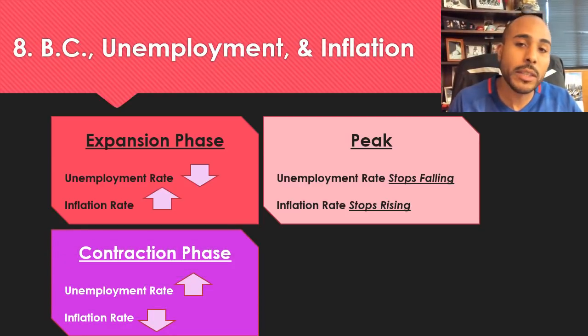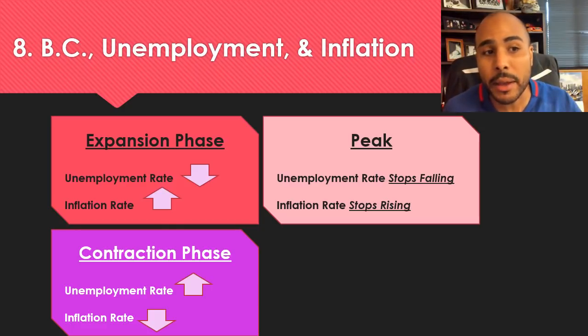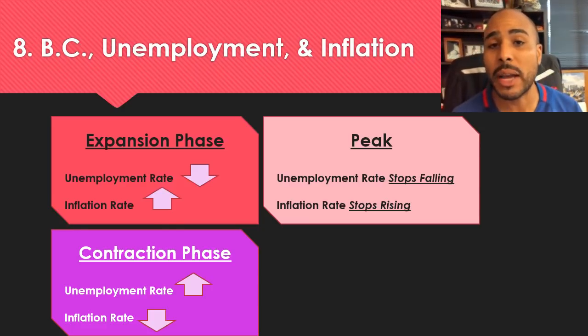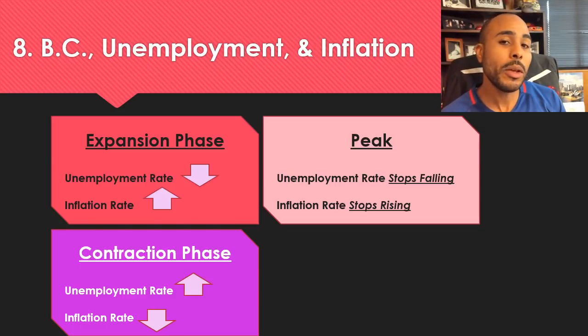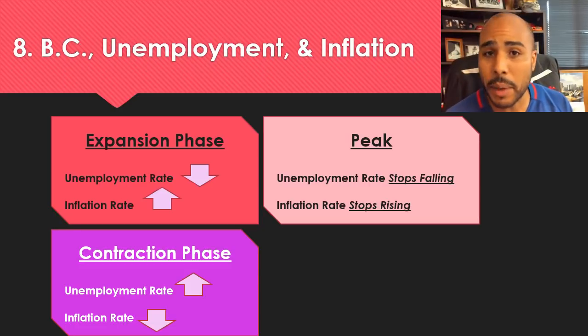phase. In the contraction phase of the business cycle, real GDP is falling, and so that usually means that unemployment is rising. As businesses make less money, they can't afford to hire as many people, so they have to have layoffs and they fire people. That causes the unemployment rate to go up, and as the unemployment rate goes up, consumer demand goes down.